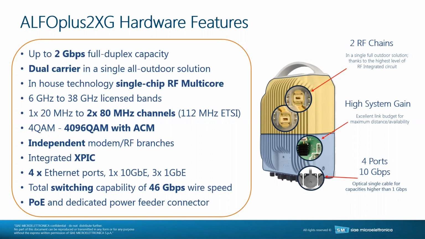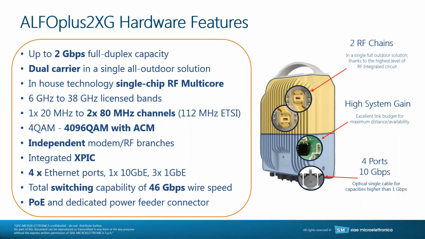Here in North America, it has the capability of doing up to 80 megahertz wide channels. Some of the ETSI flavors of the radio will do up to 112 meg wide channels. And the radio does have ACM with it, which we'll talk about in a subsequent slide. XPIC, cross-pole interference cancellation: one of the nice things about this radio is that you enable the second carrier with a license key, and the XPIC comes with it. So it's not a separate software license that you have to enable to get the XPIC functionality.